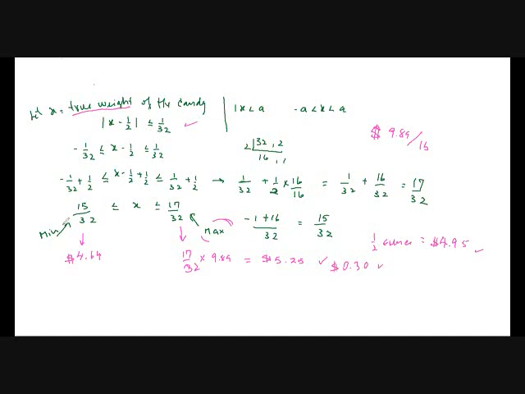But if this side is the minimum, if your weight is the minimum 15 over 32, that means the dollar amount you have to pay is 4.64. You're supposed to pay 4.64, but the seller charges you 4.95. In this case, you have been overcharged, right? So you lost 4.95 minus 4.64, about 31 cents. Okay.